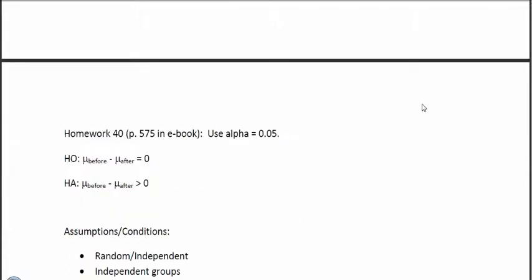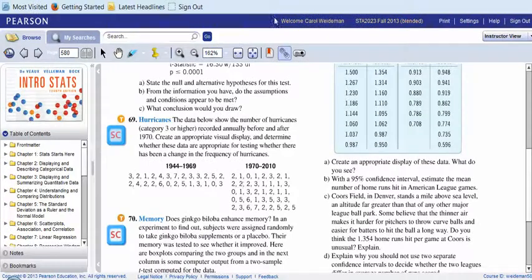So the first problem we're going to look at is problem 40, homework problem 40 in your ebook on page 575. And let's just take a look at the problem over here so we can see the description of what the problem's about.